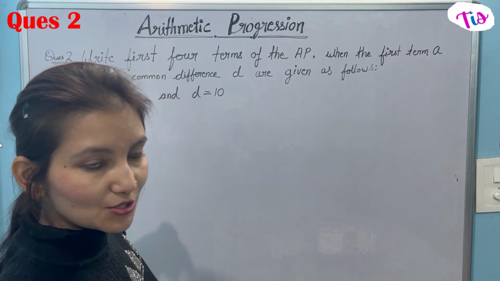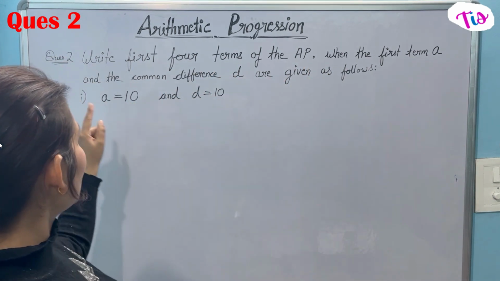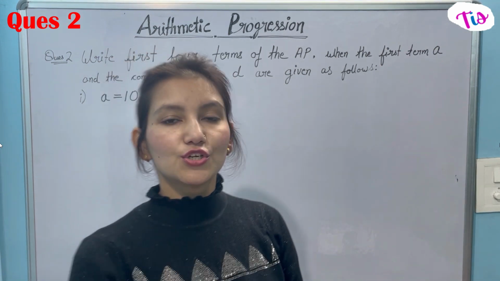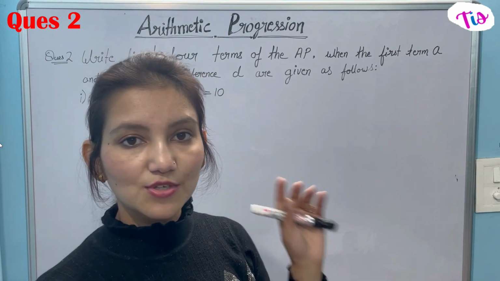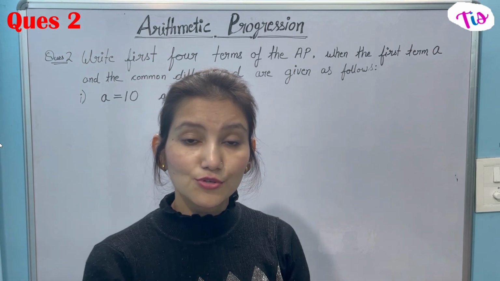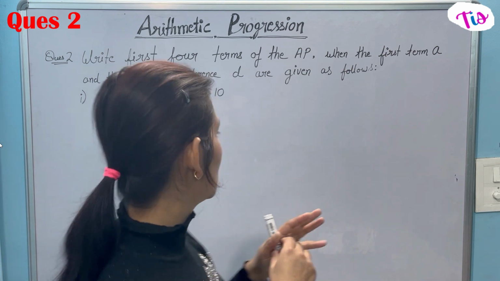On your screen you can see this is question number 2. Write the first 4 terms of the AP when the first term A and the common difference D are given as follows. So simple. You just need to write down the first 4 terms of this AP. Common difference is given, first term is given, and you need to find out the rest of the terms.